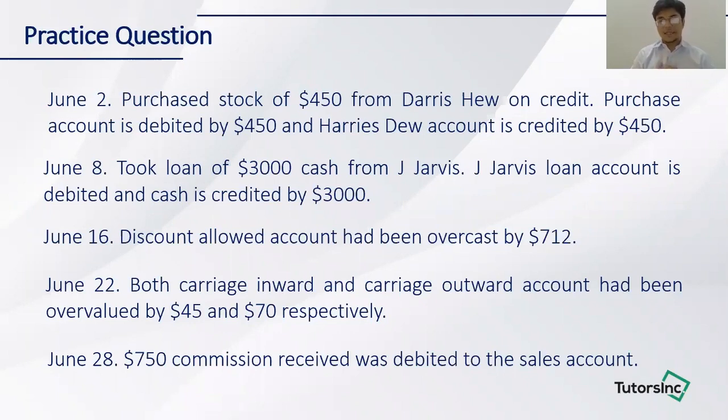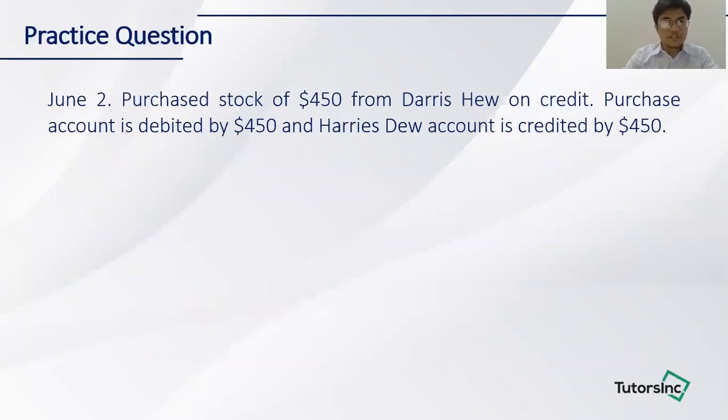We are going to correct them one by one, and lastly we are going to prepare a suspense account in order to find out the deficiency of the trial balance. So let's move on with the first one. The first one says that we have purchased stock of $450 from Darius Hugh on credit. Purchase account is debited by $450 and Harris due account is credited by $450.